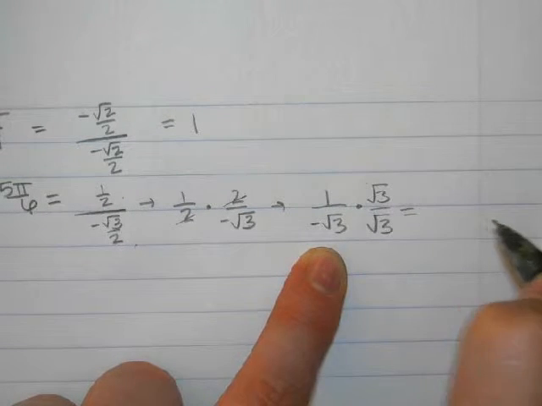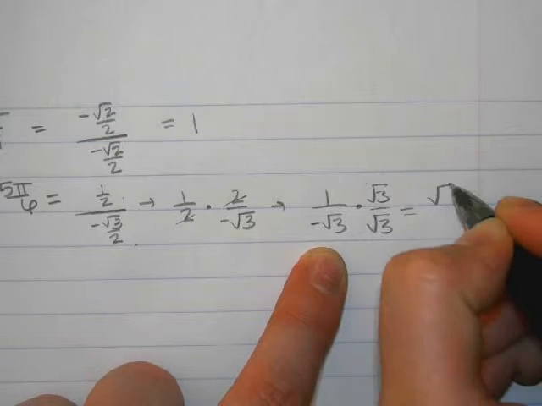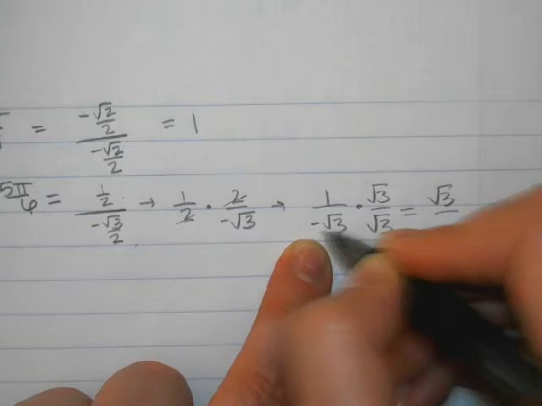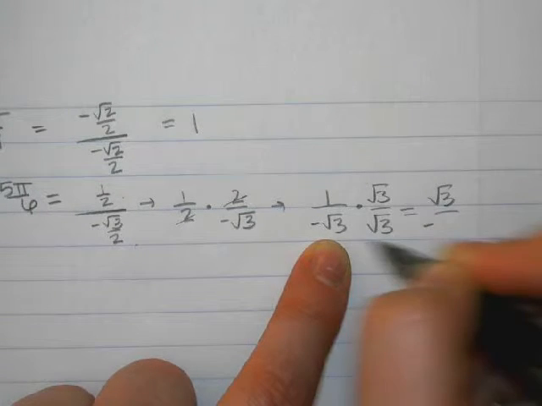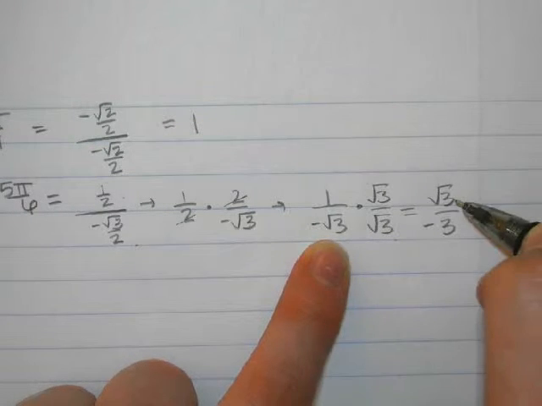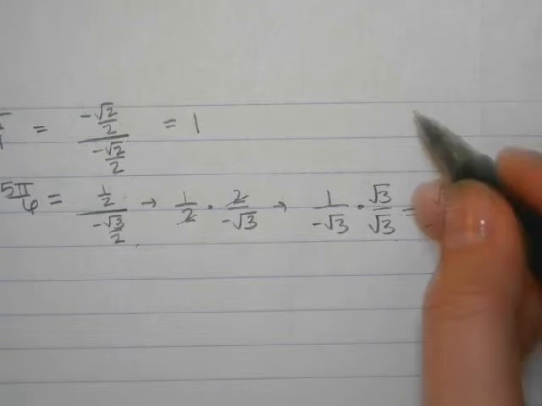And what do I get on the top? Positive square root of 3. What do I get on the bottom? Yeah, the negative stays, right? I keep a negative. Root 3 times root 3 is just 3. And so square root of 3 over 3 is my answer. Did you show your work like I show my work?